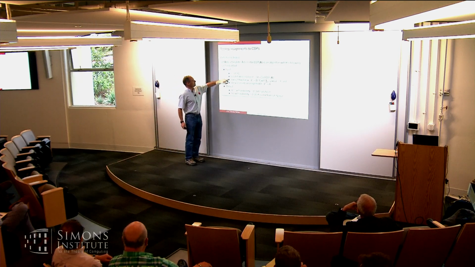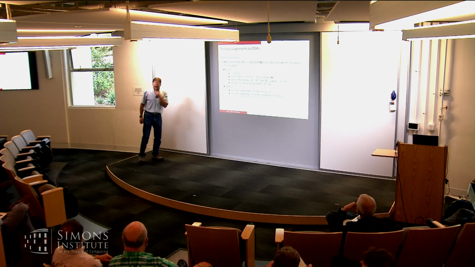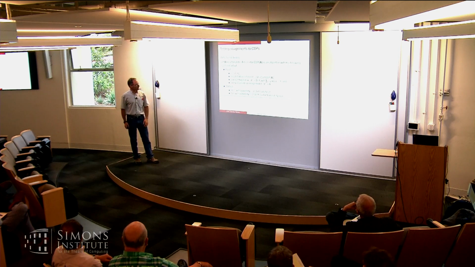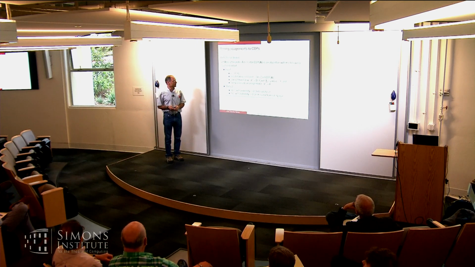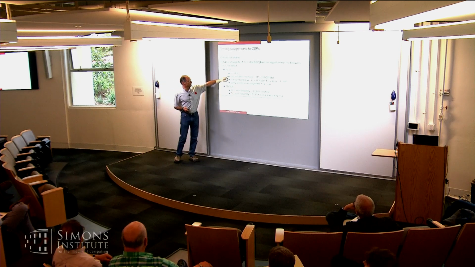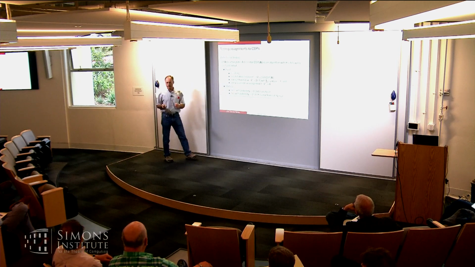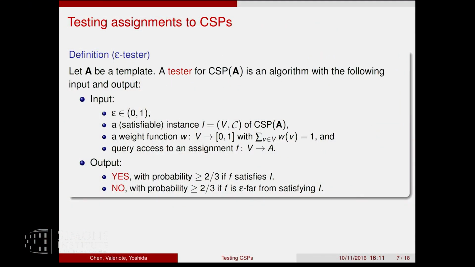Yeah, so let's see if I know the answer to that question. How is the weight function given to us? Presumably the weight function is completely known. Yeah, we do have the weight function sitting in front of us, so it's just this function here that we don't have access to. Right, so this is all given to us, the instance and a weight function for the variables, and we have query access to this function.